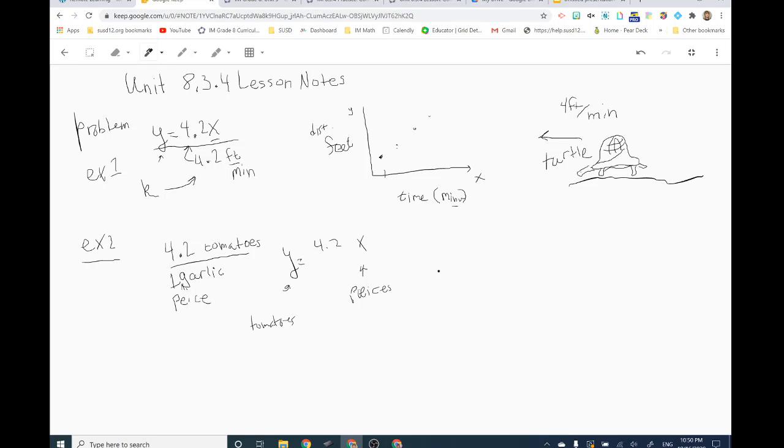Okay, how about that equation? It means if you have one piece of garlic here, let me make a little table, and x is garlic. Remember, don't forget that x is garlic. If you have one piece of garlic, you're going to need 4.2 tomatoes because garlic is so spicy.